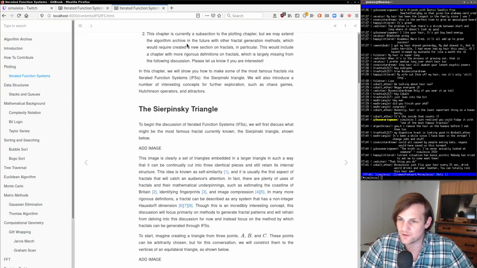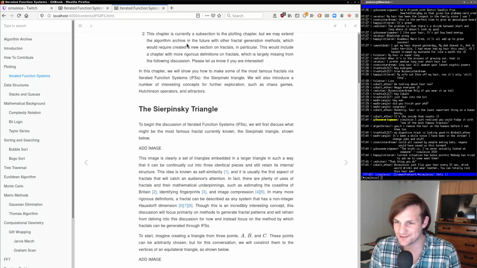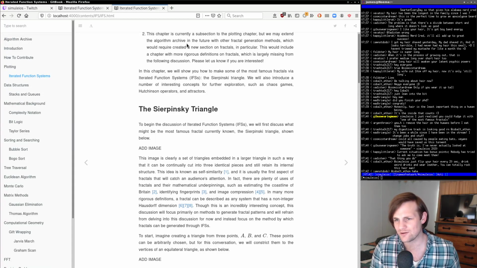Simulus, I just realized you could fudge it with one of the most famous fractals. I could, but at this point, we've already changed it to the Sierpinski triangle, and this isn't open source. There's no way we can change it. It's too hard. It's too difficult.